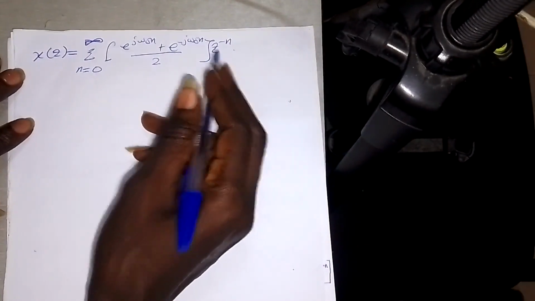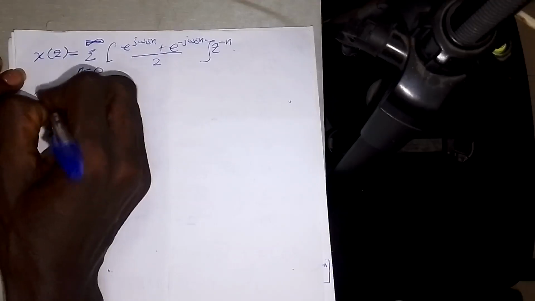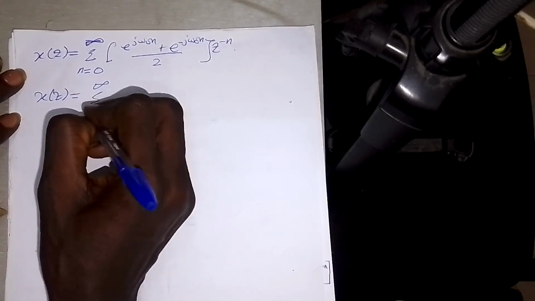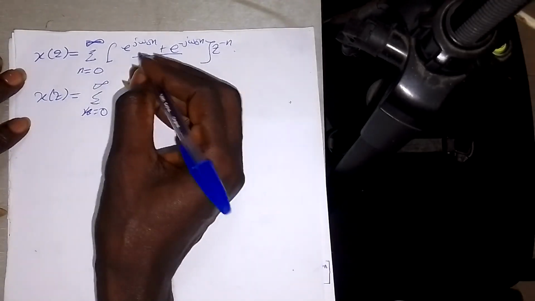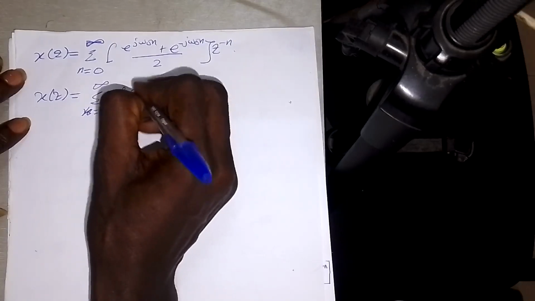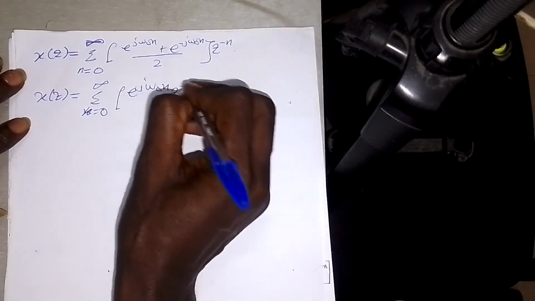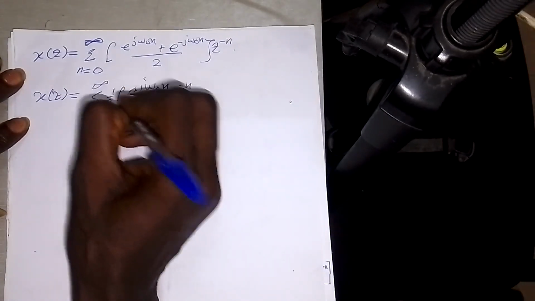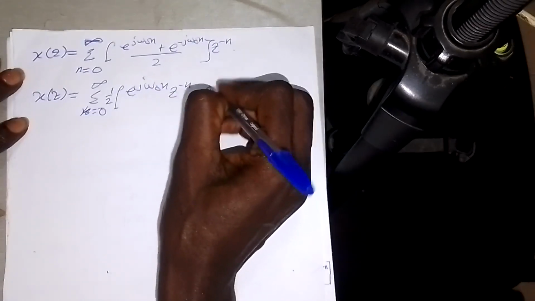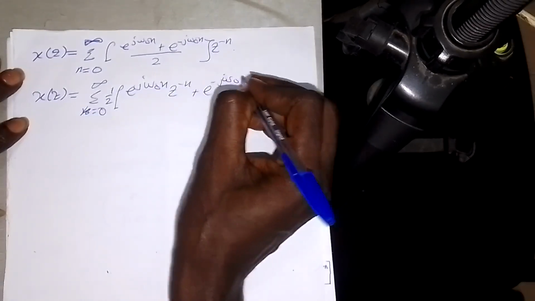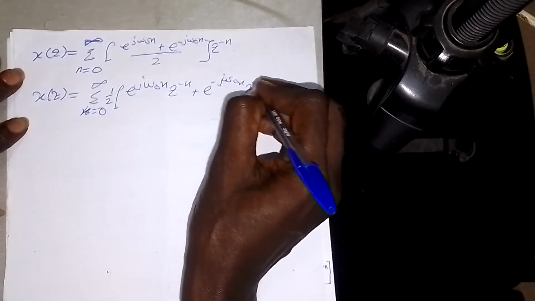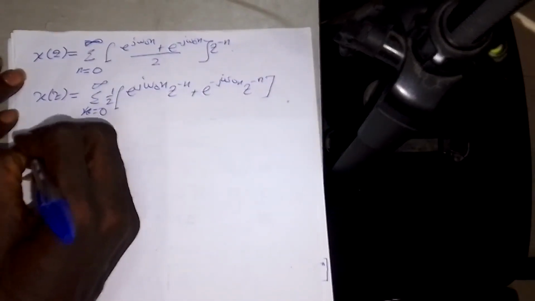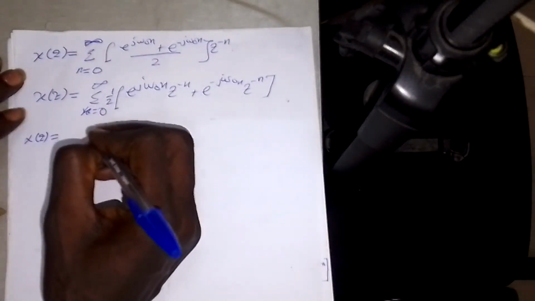Now if I take this aspect differently, summation from n equals 0, let's say I have e^(j omega naught n) into z^(-n). Let me bring 1 over 2 here, plus e^(-j omega naught n) into z^(-n). All right, so now if I have this one, then what am I going to get? And then X of z is equal to what?